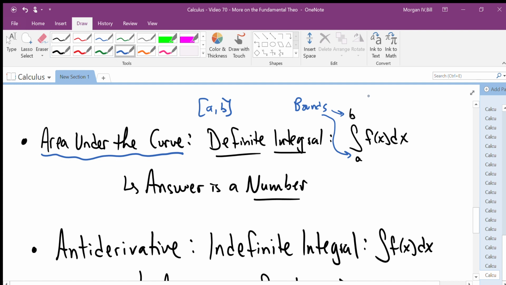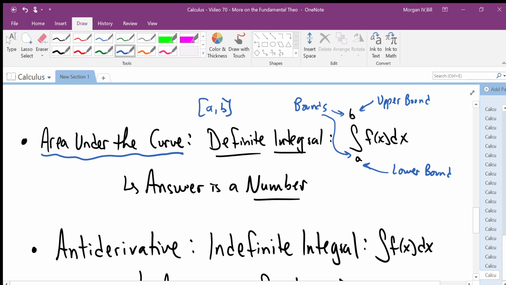We often call this the upper bound, and we call this one down here the lower bound. But the point here is the notation to find the area under the curve is the integral from a to b of f of x dx. The answer to that will be a number. It'll be whatever number, like 38 before, for the area under the curve.